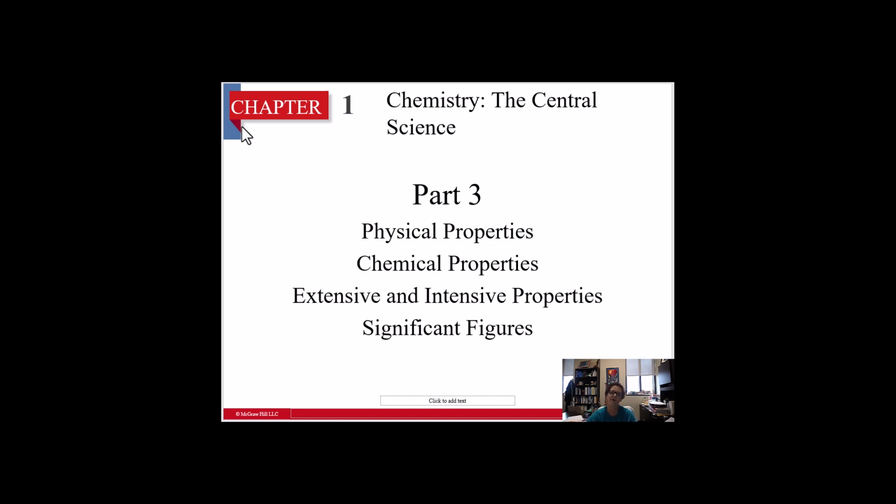Welcome back to part 3 with Dr. Cofield and Chem 1. We're going to study properties of matter a little bit deeper. We're going to look at physical properties versus chemical properties, and then extensive and intensive properties, and then significant figures a little bit at the end of this section.